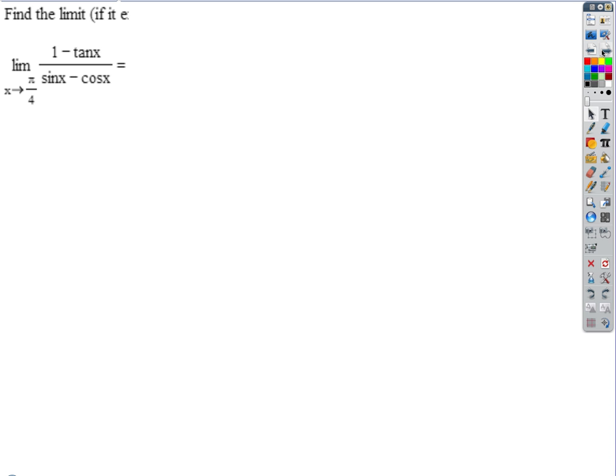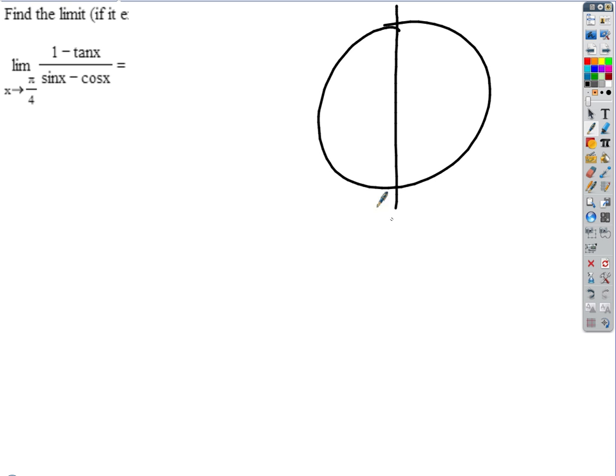What's the tangent of pi fourths? If we look at a quick unit circle, and this is always a good idea, just make a quick sketch. So if we're right here on the unit circle, what are the x and y coordinates at that point? Square root of 2 over 2, square root of 2 over 2. Good. So tangent is just the y coordinate divided by the x coordinate. Well, they're the same. So what's the tangent? 1. So I get 1 minus 1 is 0 on the top. Sine x minus cosine x, they're the same. So that's 0 on the bottom. So it is indeterminate, isn't it?